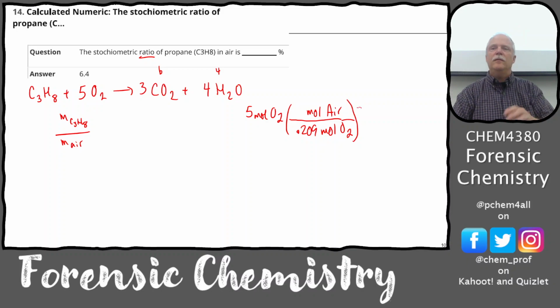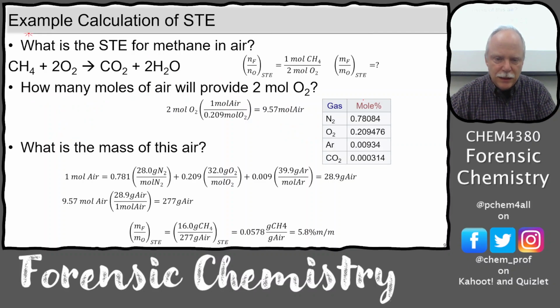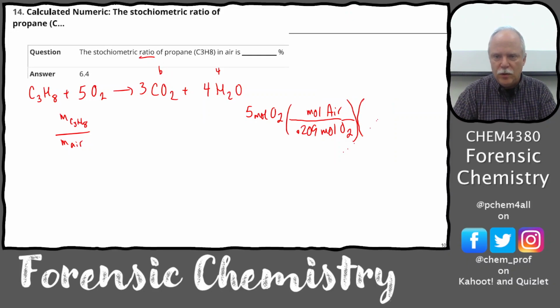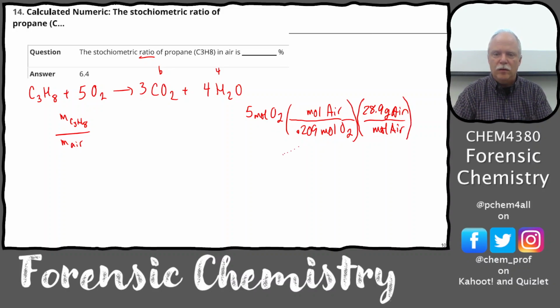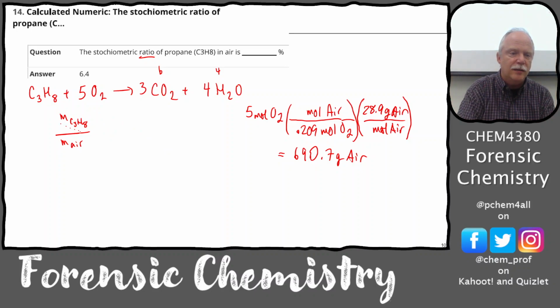Okay. Does everybody follow that? Now I need the molar mass of air. It was 28.9 grams of air per mole. So this will give me the mass of air: 690.7. Okay. And then 1 mole of this, let's calculate the molar mass of the C3H8. So that's 36, which is the C3, plus another 8. 44. Okay. So we have 44 grams of C3H8 divided by 690.7 grams of air.